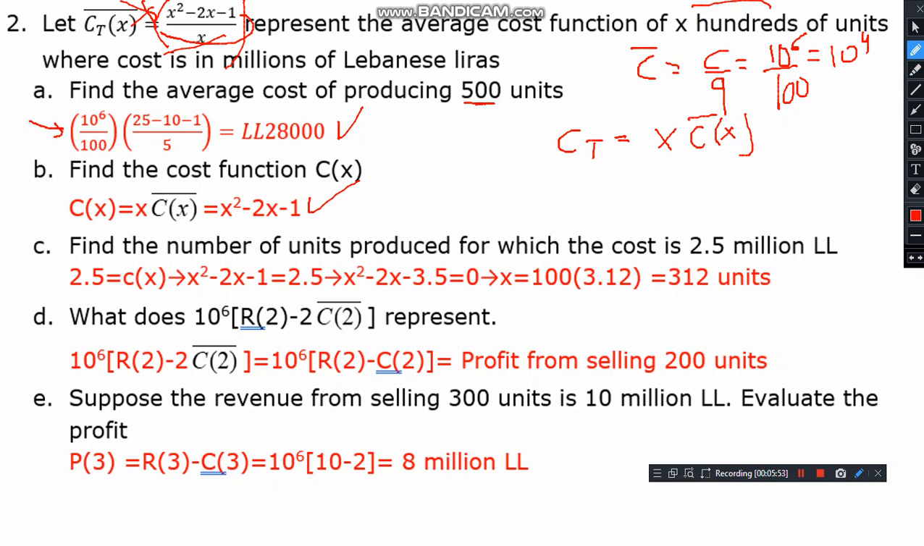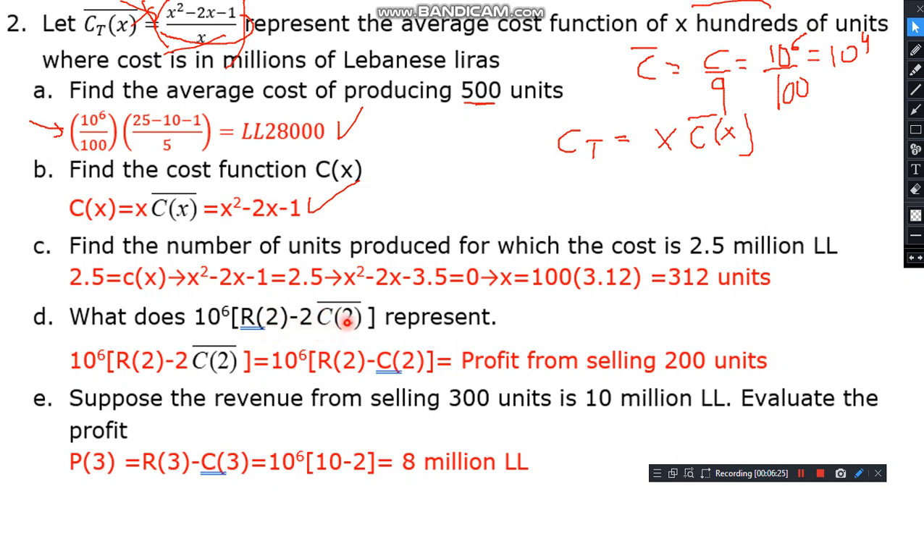Find the number of units produced for which the cost is 2.5 million. So we must equate this to 2.5 because the cost is in million. So we have an equation of second degree. One of the roots will be rejected, which is negative. So X will be rounded to 10 power minus 2, so it will be 3.12 times 100. So it's 312 units.